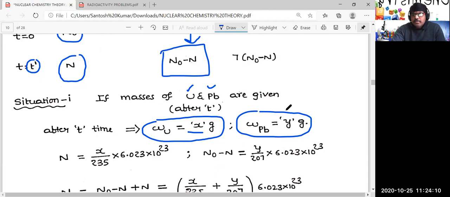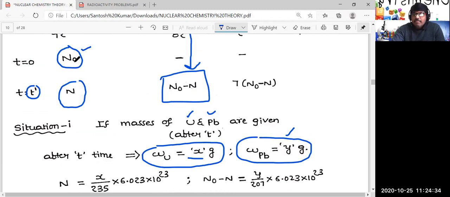And the experimental data is saying that there is Y grams of lead isotope, and that is Y, the given experimental mass, the mass of lead in that mineral. And 207 is the gram atomic mass, into Avogadro number. You'll be getting N naught minus N. But our requirement is N, right?